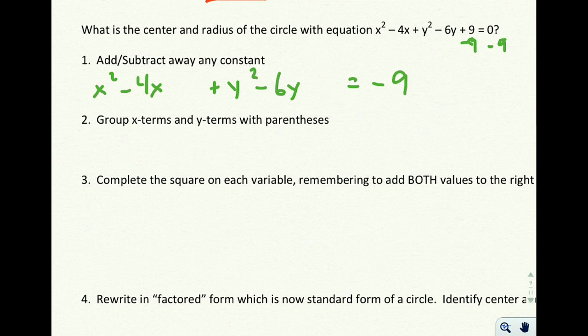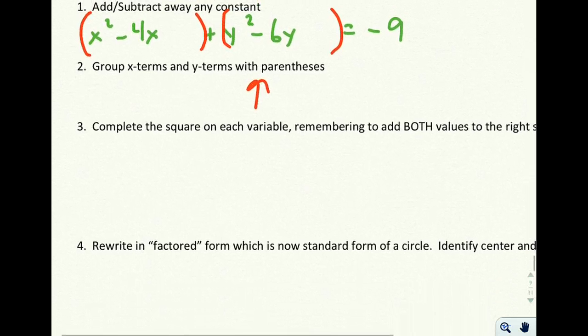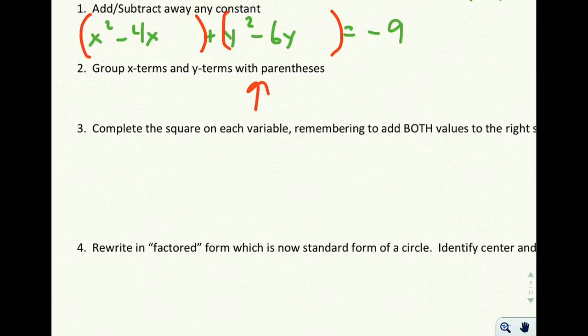Group the x terms and y terms with parentheses. I'm actually going to just do that right above here. So by writing this out in one step the first time, we save ourselves a step. Now we're going to complete the square on each variable. Both values have to get added to the right side. Whenever we add something to the left, it has to be added to the right. So let's go ahead and do that.